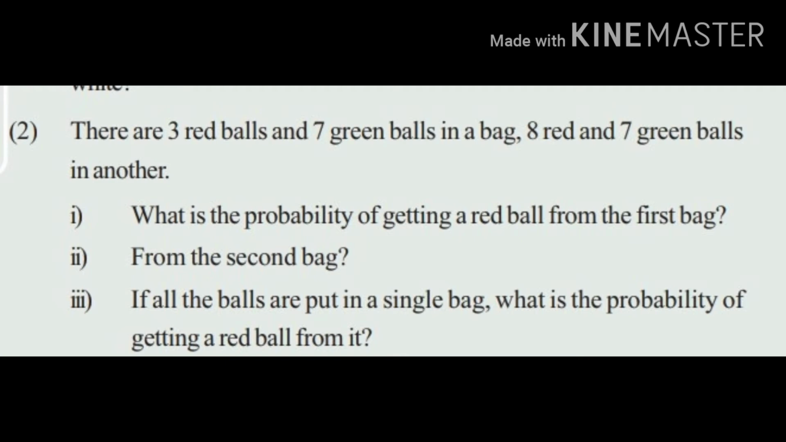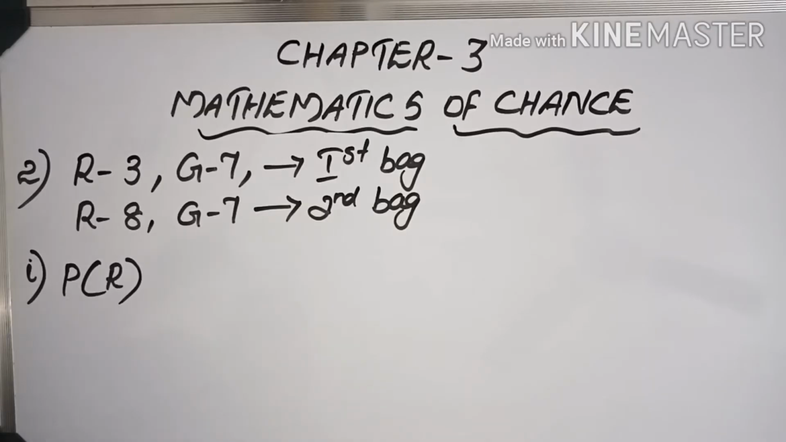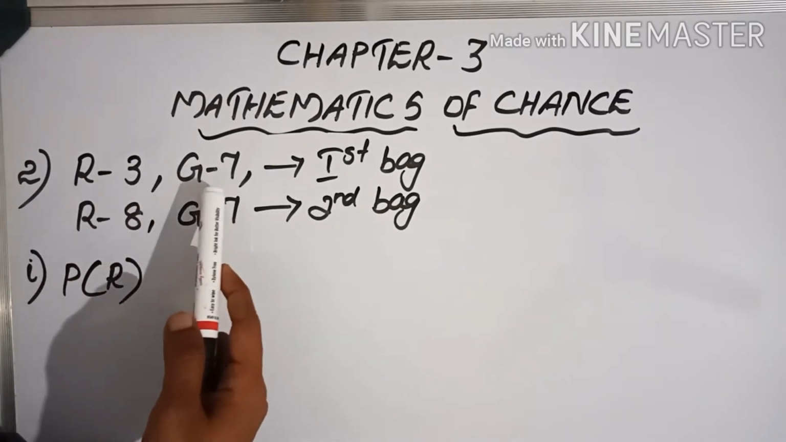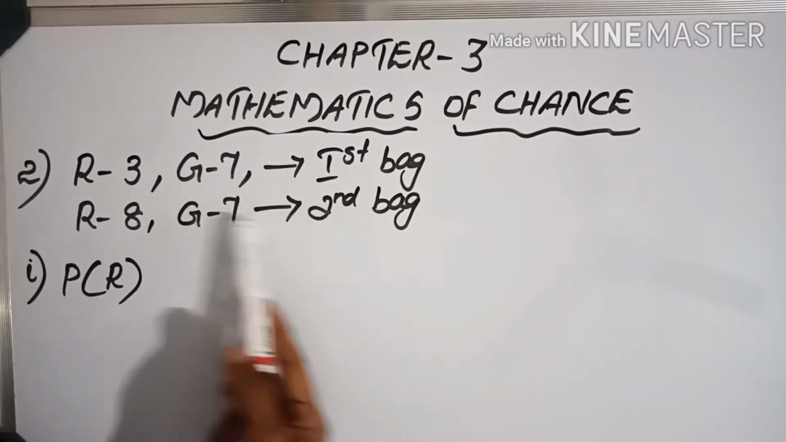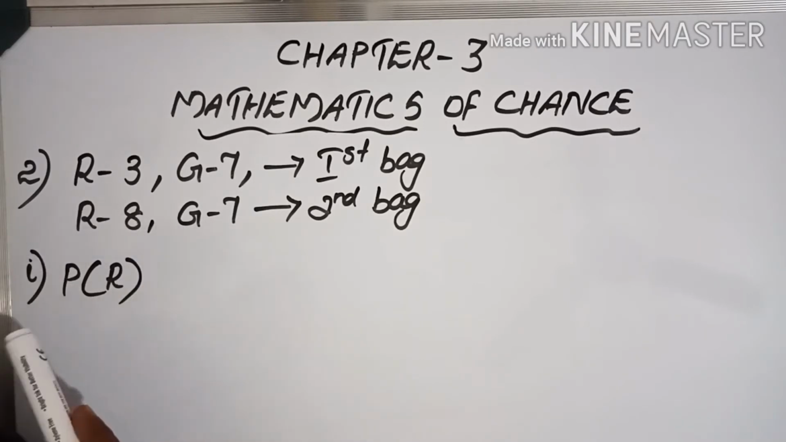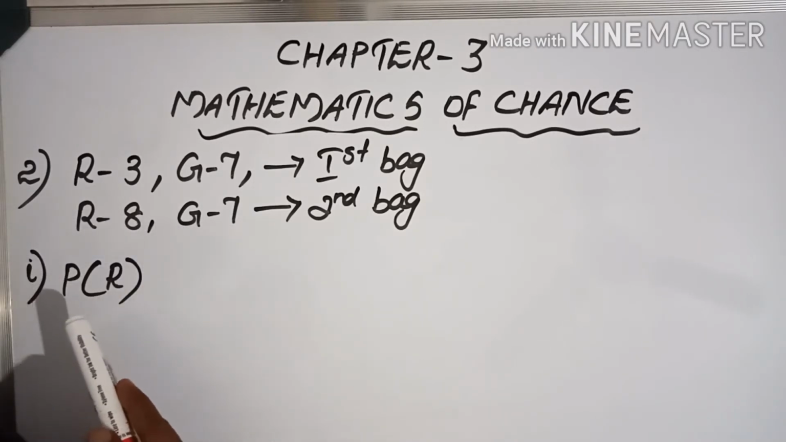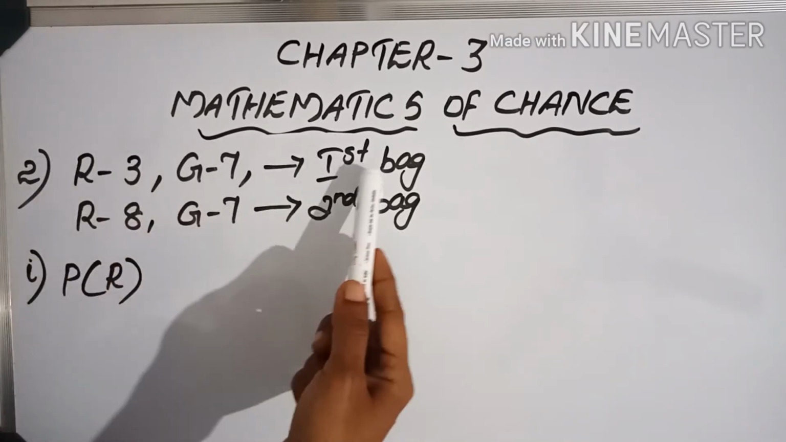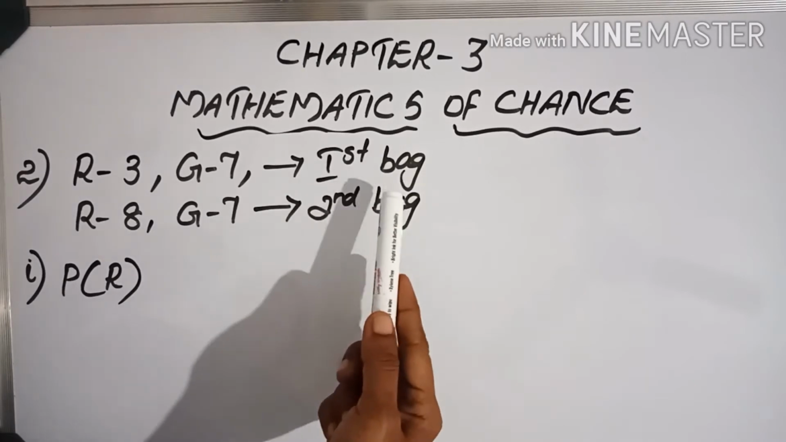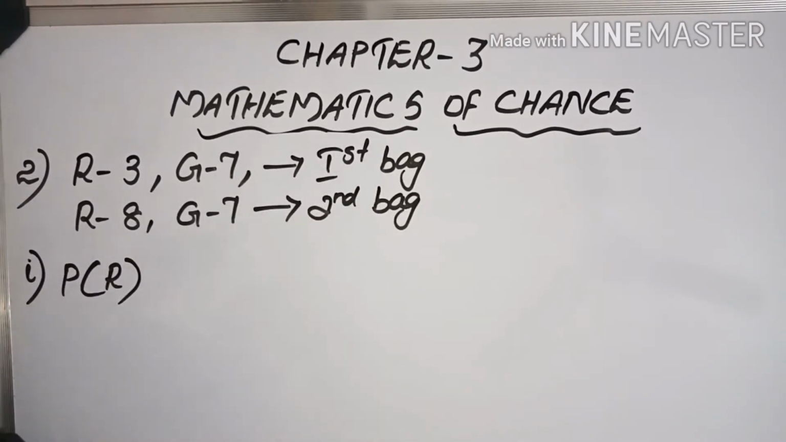Here in the second question, the first bag contains red balls 3, green balls 7. For the second bag, red balls 8 and green balls 7. The first sub-question is, what is the probability of getting a red ball from the first bag? Only the first bag we need to consider here.